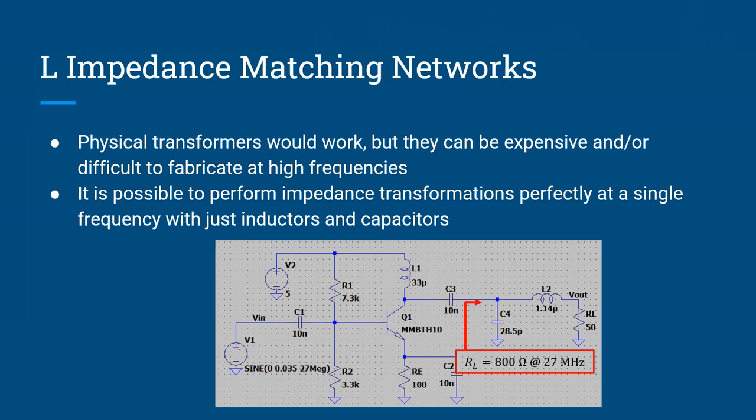One of them is called an L impedance matching network. What I did is I took the original common emitter Class A amplifier we had before, except now instead of that 800 ohm load, I replaced it with an actual 50 ohm load and also added these two components here. So it's a capacitor and an inductor. And the effect of these two components is that they make the effective impedance looking into here 800 ohms, specifically at 27 megahertz. So this only works at a single frequency. Of course, it works okay within a certain bandwidth around that frequency, but if you go far away from 27 megahertz, it won't work at all.